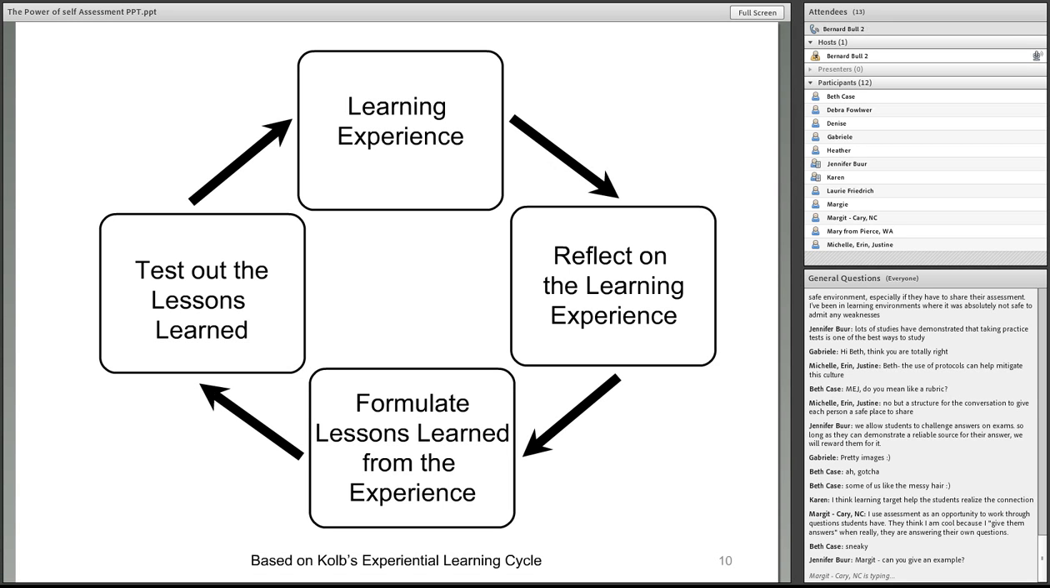This, I would argue, is getting a little bit closer to what we're trying to accomplish with self-assessment. The second part, reflection on the learning experience, in this case, is an example of a self-assessment. The learner's reflecting on what happened, what they did well at, what they didn't do so well at, and then they start to try to extrapolate from that some lessons that they want to learn.